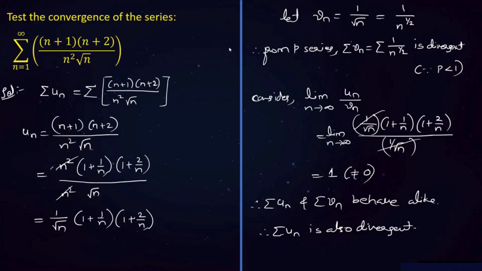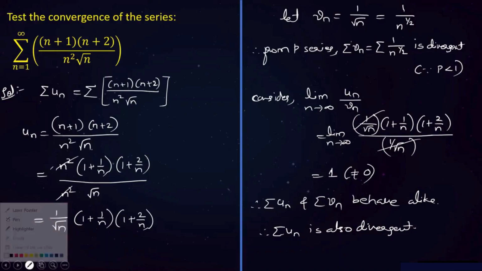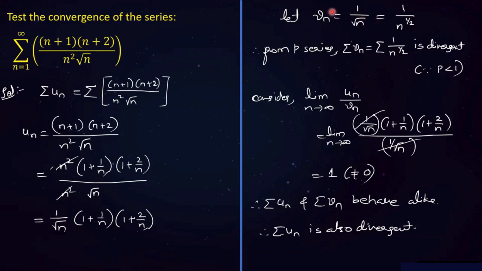If you now take this vn as 1 by root n. In fact, as you know, we can also write this root n in the denominator as n to the power of 1 by 2, so that the series becomes summation vn. And as we know, when it is summation 1 by n to the power of p, and if that p is less than 1, we know the series is a divergent series. And here that p is, because the power is half, n to the power of half is there. Since that half is less than 1, we can say this series summation vn is a divergent series.